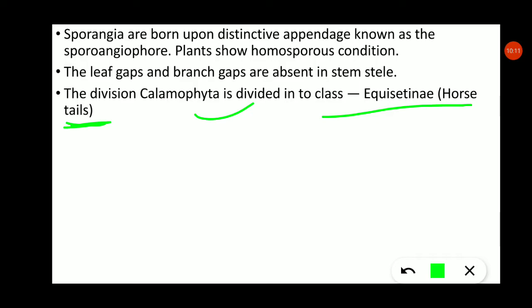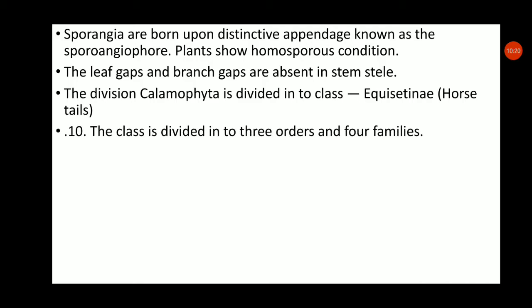Which class of pteridophyte has a horsetail-like sporophyte? Then the answer is Equisetinae. Next, this Equisetinae class is divided into 3 orders and 4 families. So the division is Calamophyta, then the class is Equisetinae, and this class is divided into 3 orders and 4 families. Then the next division is the division Pterophyta.